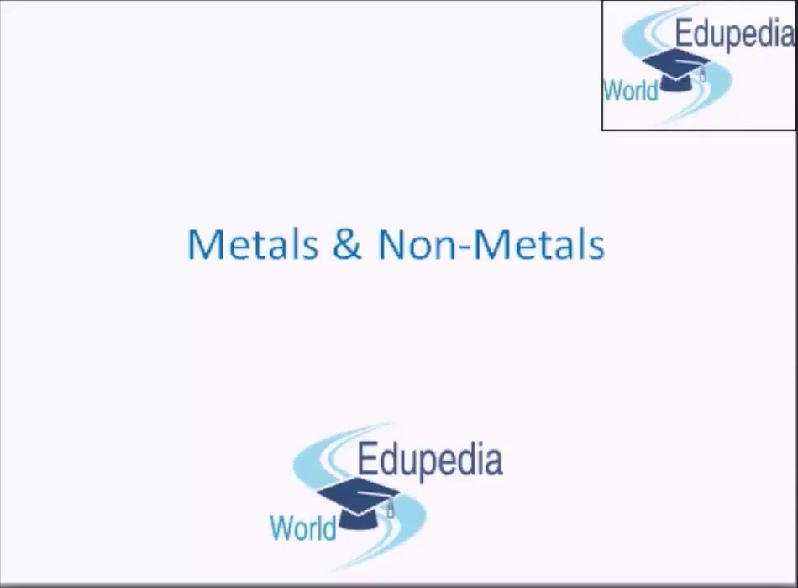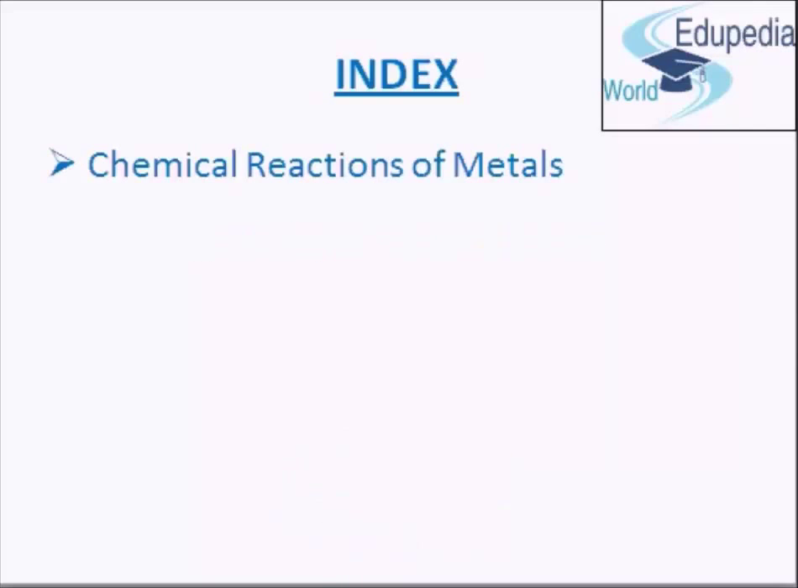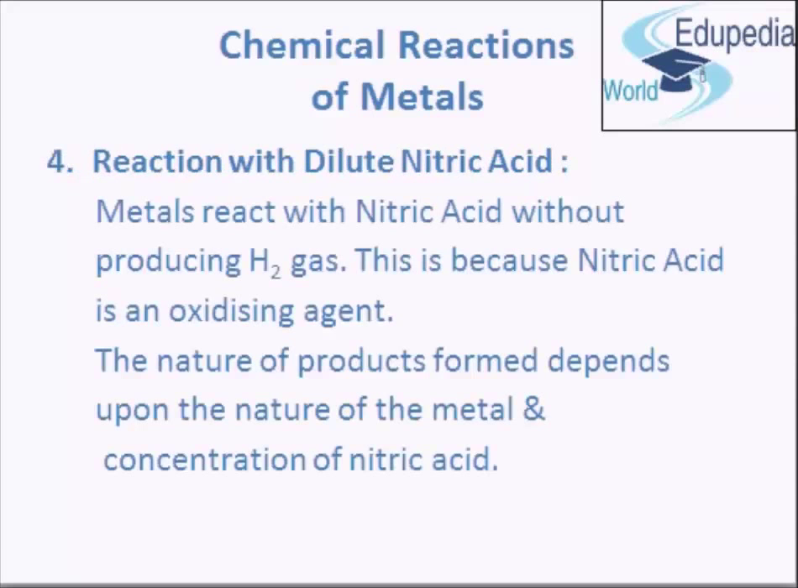In today's lecture, we will discuss chemical reactions of metals. Our fourth point is reaction with dilute nitric acids. Metals react with nitric acid without producing hydrogen gas. This is because nitric acid is an oxidizing agent.